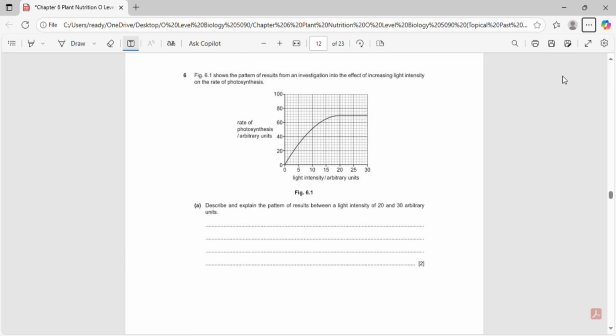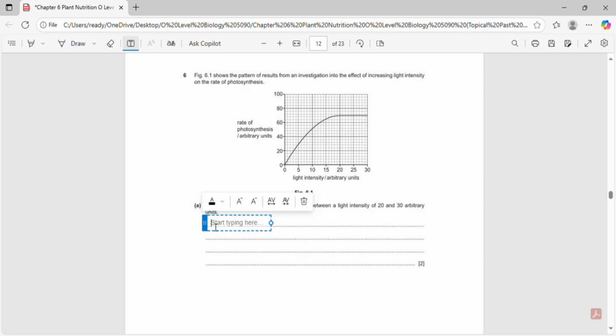This one is based on the concept of limiting factors, and it asks us to describe and explain the pattern of results between a light intensity of 20 and 30 arbitrary units. So for the description, we say that from a light intensity of 20 to 30 arbitrary units, the rate of photosynthesis remains relatively constant or it plateaus. Now for the explanation, we understand that at this point, increasing the light intensity does not further increase the rate of photosynthesis because some other factor has now become limiting. Usually, this could be the concentration of carbon dioxide or the temperature. The plant is already making full use of the available light, so now the rate is being held back by the limited supply of another essential resource.